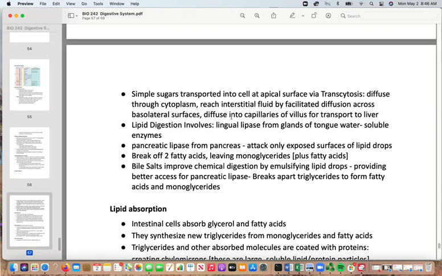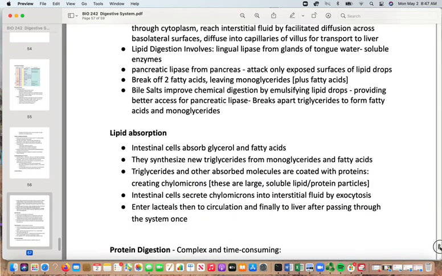For the lipids, you're going to have that lingual lipase that's going to come from the tongue to make soluble enzymes, pancreatic lipase from the pancreas. It's going to only work on the exposed surface of the lipid drops. It breaks off two fatty acids and leaves a monoglyceride plus a fatty acid. The bile salts help improve your chemical digestion here. It will emulsify them.